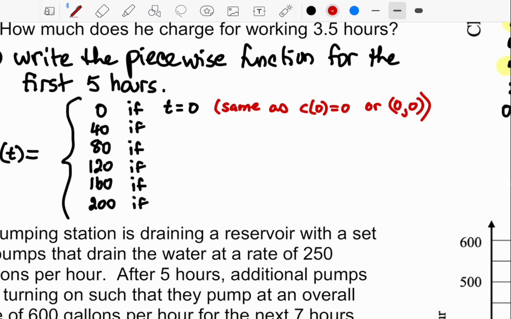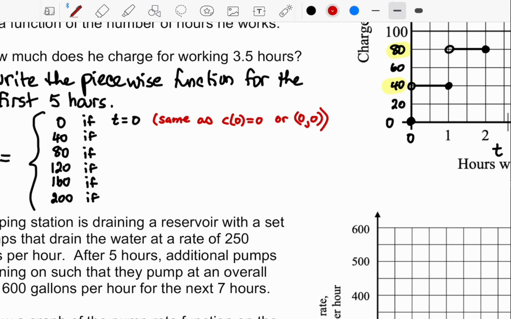The second piece and all the remaining pieces happen over intervals. If you just look at the second piece, you have an open circle on the left-hand side and a closed circle on the right-hand side. The t values that are relevant here are 0 and 1. So it's going from 0 to 1, open circle on the left, closed circle on the right. So I would say 0 is less than t, which in turn is less than or equal to a positive 1.